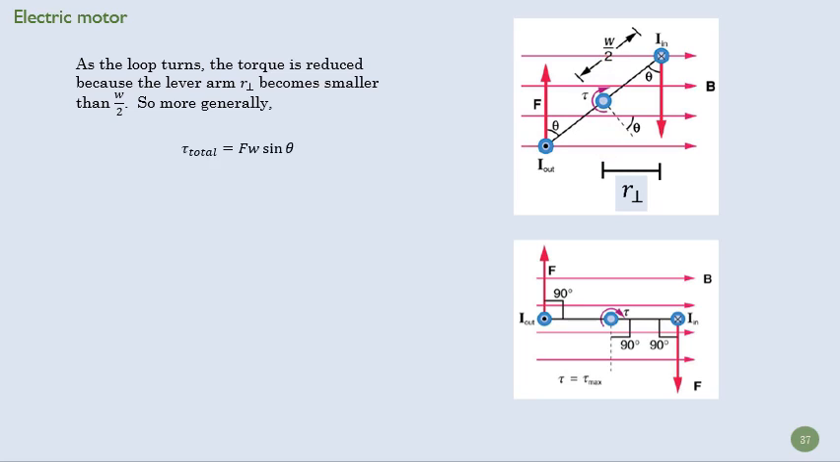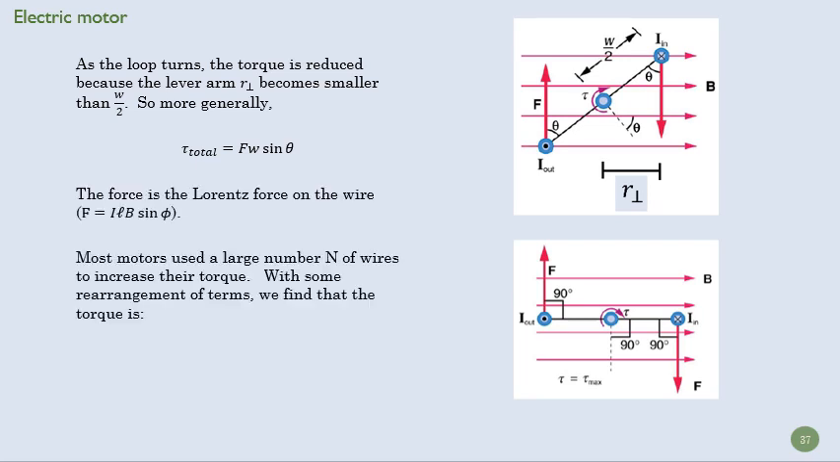And so we can write how that's going to change. The torque at any given moment is going to be this guy, where theta is how far away we are from being in that ideal perpendicular spot, or ideal parallel spot. And then our force on our wire is defined by this.